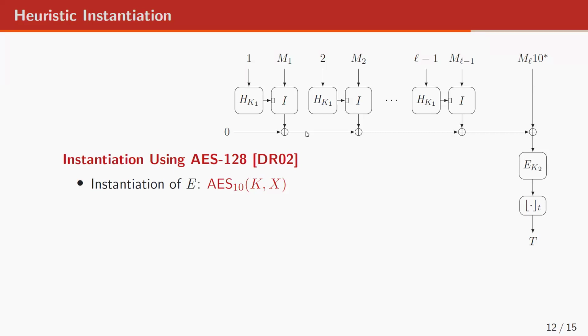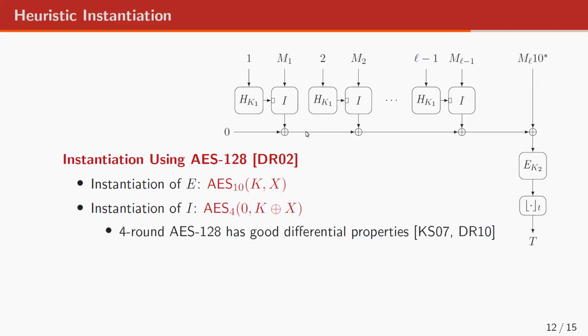So we take AES-128, or round-reduced versions of AES-128, as a building block, and we instantiate this scheme. For E, the block cipher that protects, it needs to be cryptographically strong, so we just take 10 rounds of AES. For I, we take 4 rounds of AES. There has been analysis that shows that 4 rounds of AES has good differential properties. Of course, this is with some assumptions.